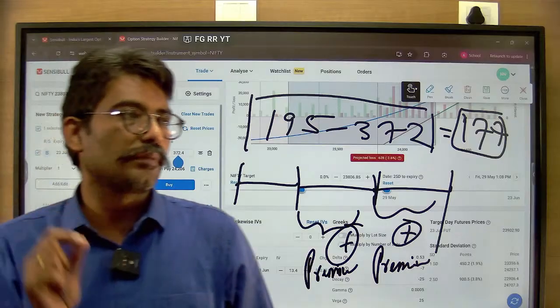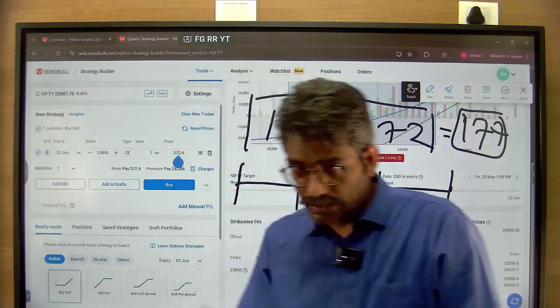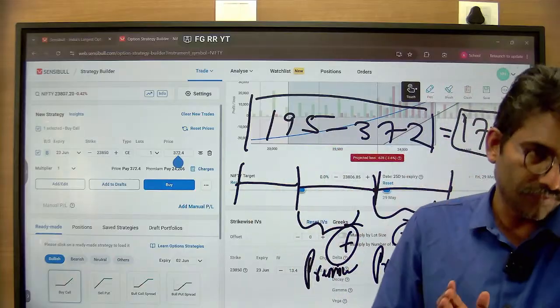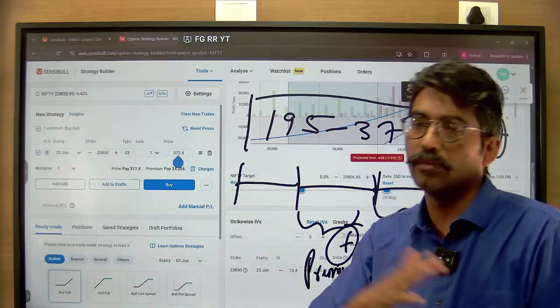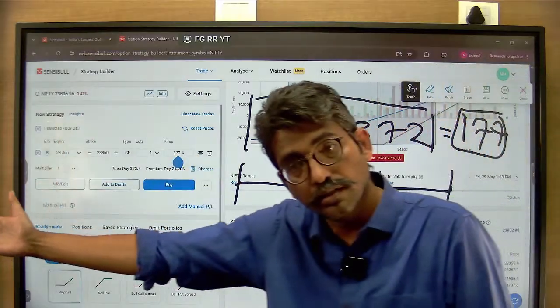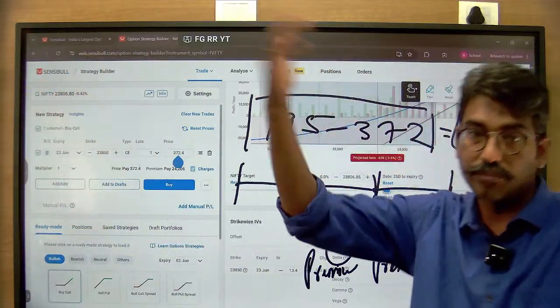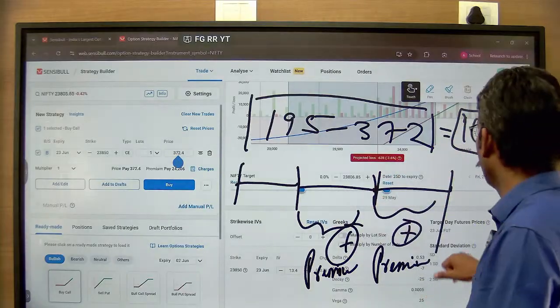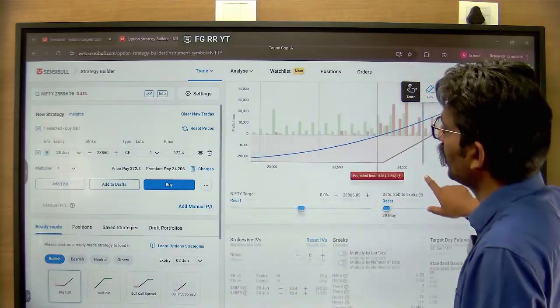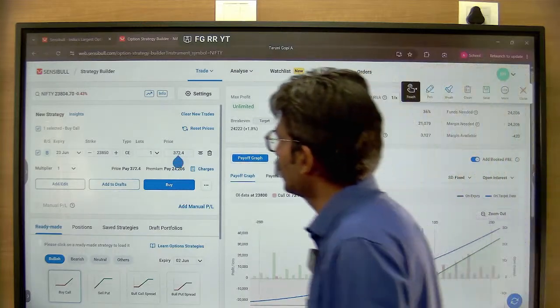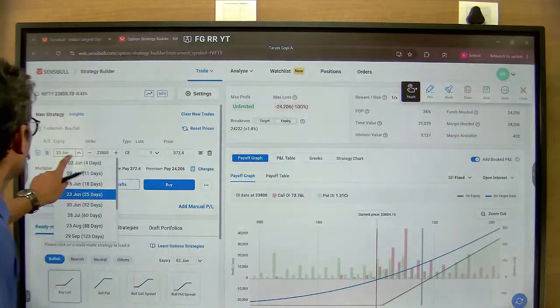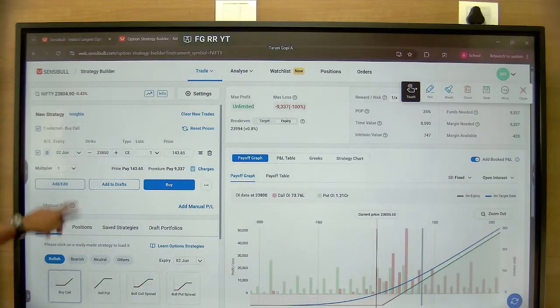Your view is subject to the time. If I tell you to take a bet on Nifty, but I only give you 1 second, you have less time, your view may or may not come. But if I give you 1 year, there is a very high possibility. So when the time increases, let me go back to this one, the 2nd June.